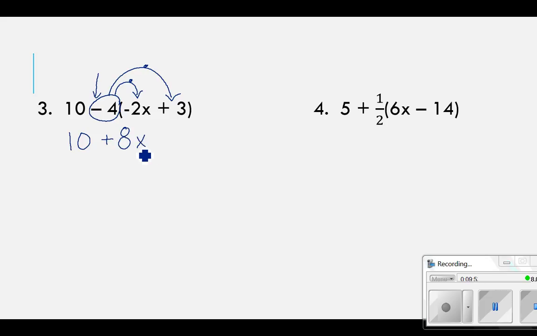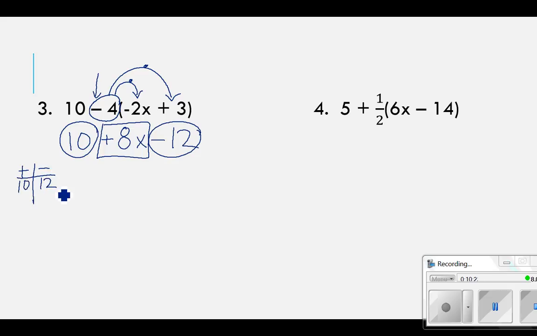I put plus 8x. And then negative 4 times positive 3 is a negative. And we look at 4 times 3, 12. Now we have some things that we can combine. So I can combine the two whole numbers, and then the plus 8x will be by itself. So we're combining 10 minus 12, so 10 and negative 12. They're on different sides, so I find the difference, which is 2. The 12 is bigger, so it's negative 2.